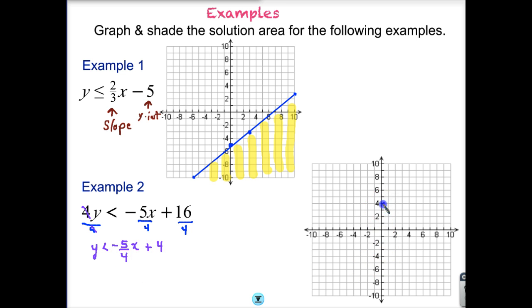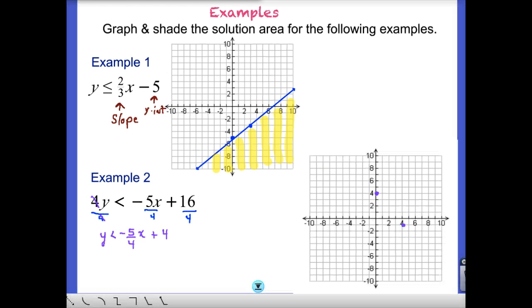So my y-intercept is up here at 4, and my slope, notice, is -5 over 4. I have a negative slope. So it doesn't matter if I go up or down, but then I just have to be careful which way I go, left or right. So let's go ahead and go down 5, 1, 2, 3, 4, 5. Then I'm going to want to go to the right 4, 1, 2, 3, 4, in order to ensure that my line slopes downwards from left to right in the negative sloping direction.